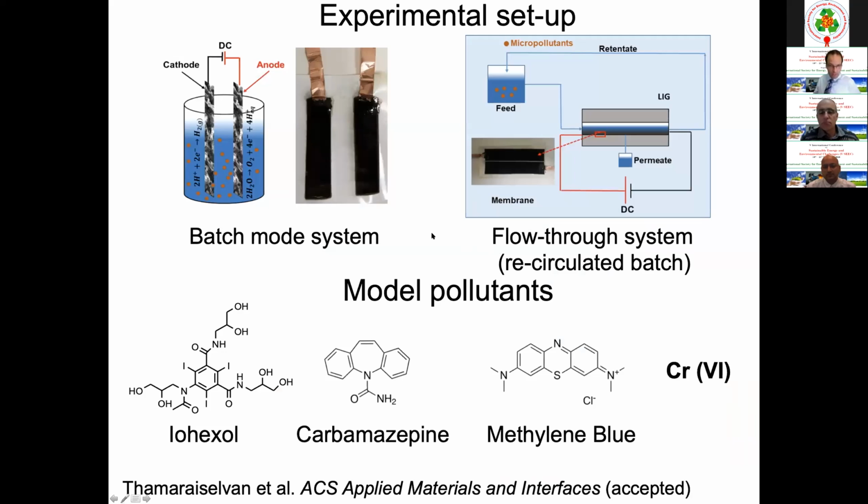So what we did with this graphene is we tried to remove different model pollutants using this electrode setup. What we do is just put the 2 electrodes in solution with an electrical current, and then you can get the electrochemical reactions coming. You can also put it in a configuration where you use this actually as a membrane.